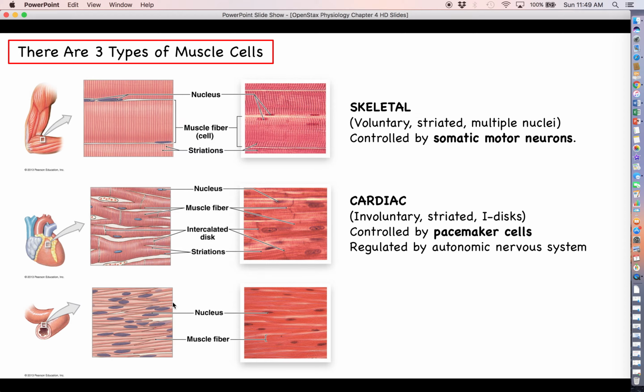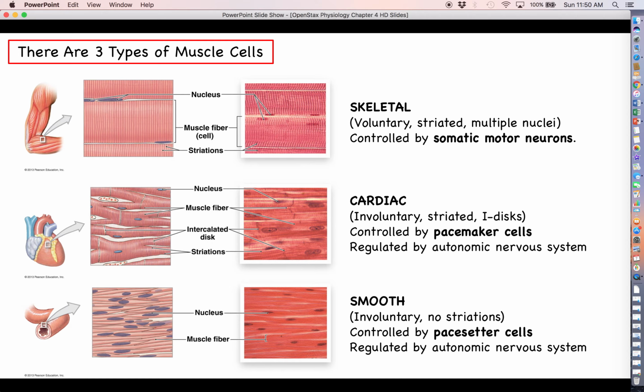So the contractions of cardiac muscle are actually not determined by the nervous system. They are determined by what are called pacemaker cells, collections of electrically active cells that are located within the heart itself. Although the contraction of the heart is not determined by the nervous system, it can be regulated by it. The autonomic nervous system can tell the heart to either speed up or slow down in terms of how quickly it is pumping blood. However, the nervous system cannot stop the heart or start the heart. Only pacemaker cells can do that.